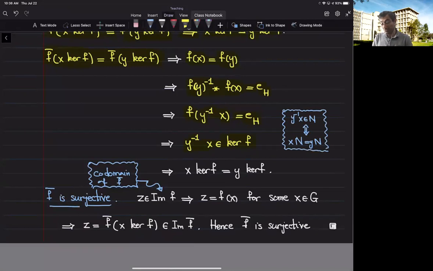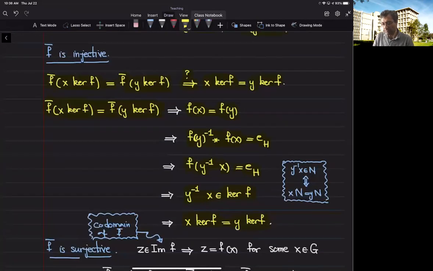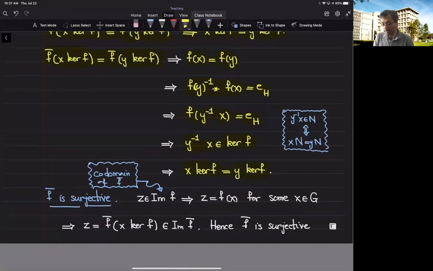Now we are applying that over here. So I know that Y inverse X belongs to this subgroup, from which I can deduce that the coset that's represented by X is equal to the coset that's represented by Y. The left cosets that are represented by these elements are the same. And that's exactly what I wanted to show. So starting with this hypothesis, I end up showing that they are the same cosets, and that means that F bar is injective.